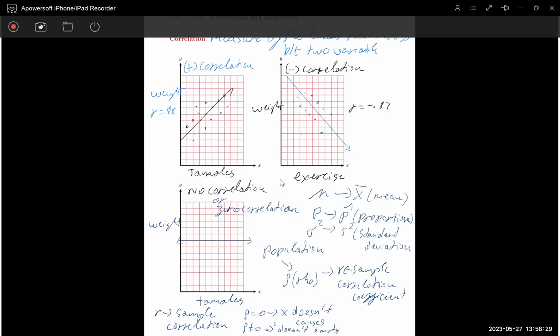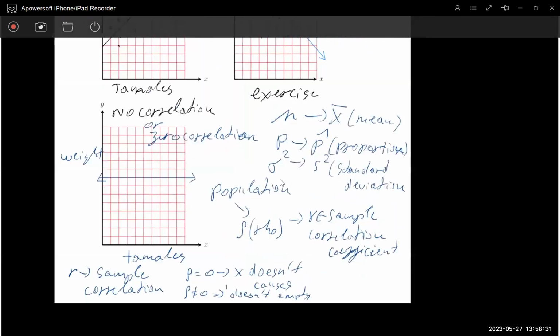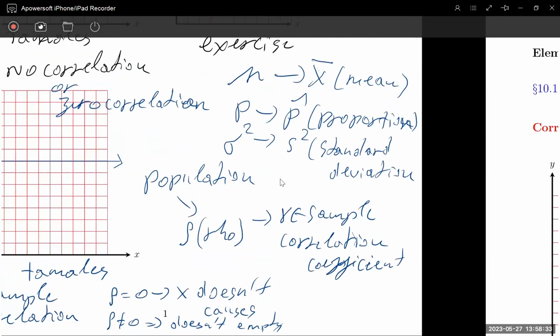So we can have rho in between -1 and 1, or we can say R in between -1 and 1. So R we can say 0.9999.